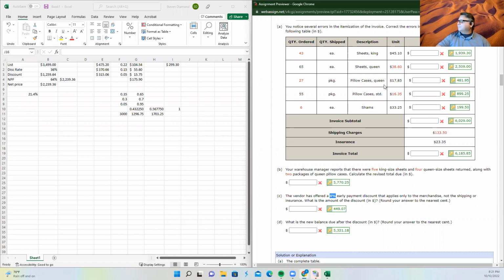Calculate the revised total. So you're going to take whatever number it was, times your unit price. And once you get all those, you're going to subtract it from your invoice subtotal here. And then add these things back in. 8% early payment discount. Now you get that on the revised invoice amount. And you're not going to get your discount on your shipping charges or your insurance. Your early payment discount will only be on what you actually purchase.